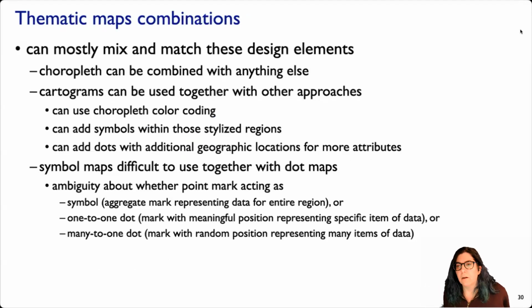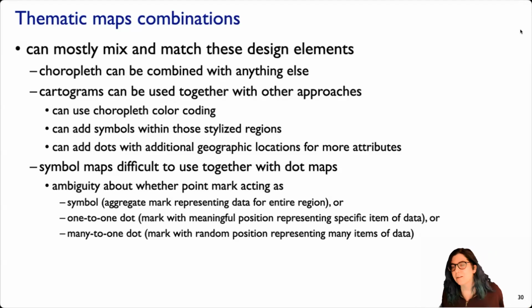So we've talked through a few different possibilities for thematic maps, four in total. And I want to point out that you can mix and match these. I mean, we've already seen that. Choropleth can be combined with anything else. So cartograms can be used with other approaches, right? You can have a cartogram that has choropleth color coding. You could have a symbol within a choropleth region, or sorry, a cartogram region. You could add dots with a dot density map or just a one-to-one dot map in a cartogram region.